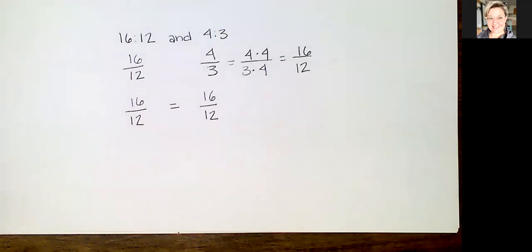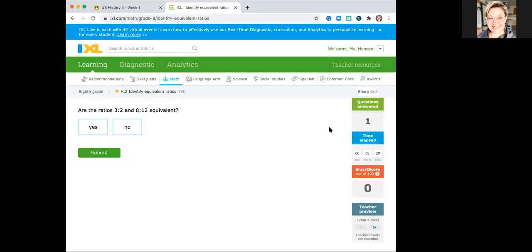Okay, we're going to go back to IXL and do another one. Let me just get these screens switched over. Actually, I might just leave it here. No, I'll switch back over so you can see how they're written. Okay, we are going to look at this question. Are the ratios of 3 to 2 and 8 to 12 equivalent? Okay, that's our next problem. I'm going to go ahead and write that out over on my other board, and we'll switch over to that camera here in just a second.